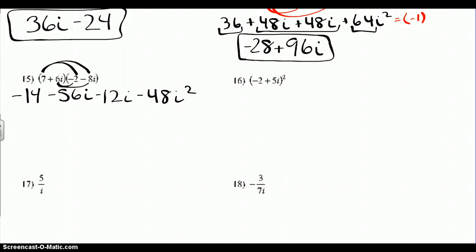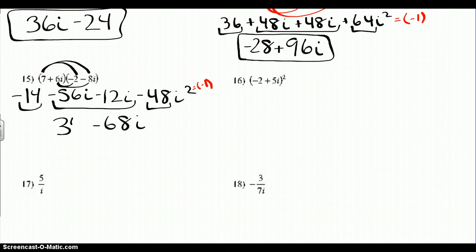I'm going to always replace my i squared with -1. Don't forget that. Okay? So now I can combine my like terms. -56i minus 12i gives me -68i. And then -14 plus 48, because I've replaced the i squared with -1, gives me positive 34.